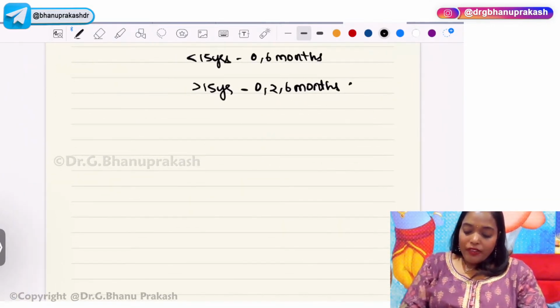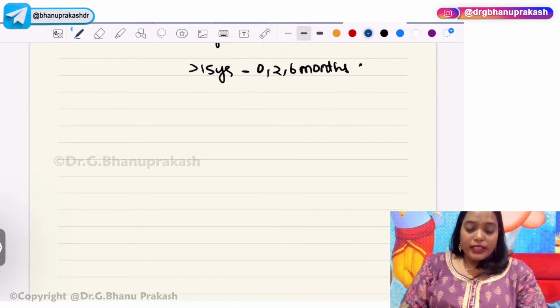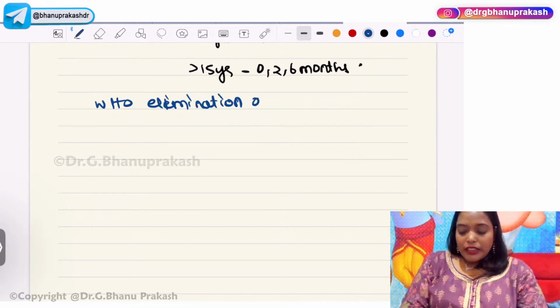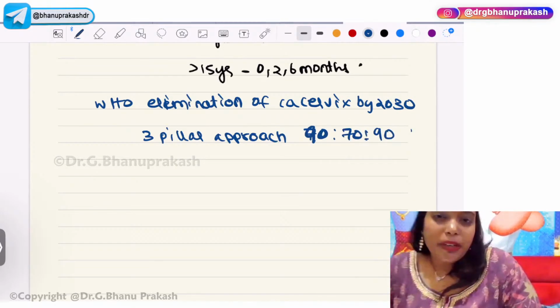Okay. Now, one more very, very, very important thing I'll tell you is the WHO elimination of CA cervix by 2030. This is called the 3-pillar approach: 90, 70, 90. I'm not writing this, but I'm telling you orally.